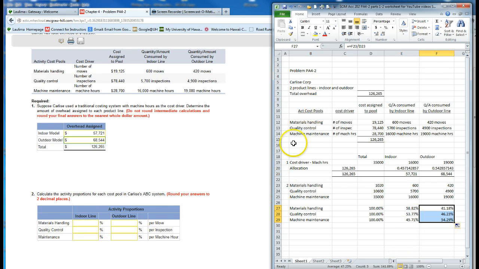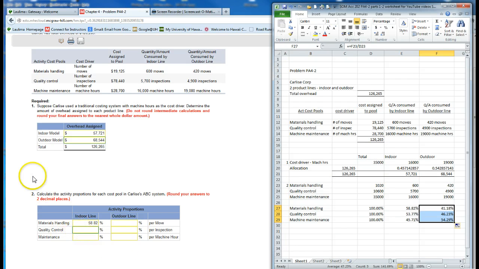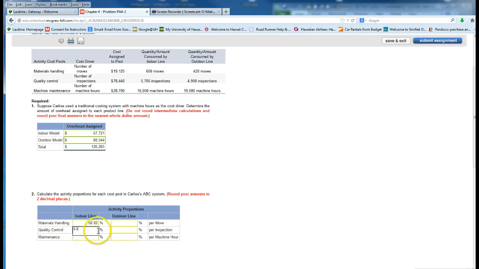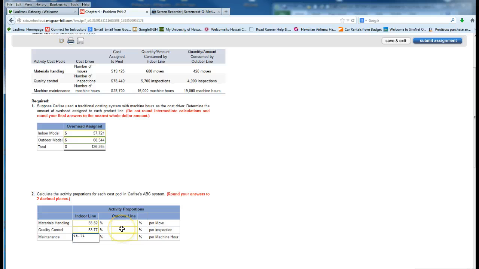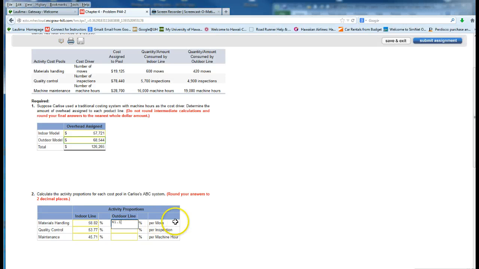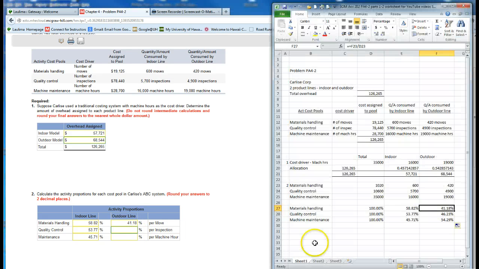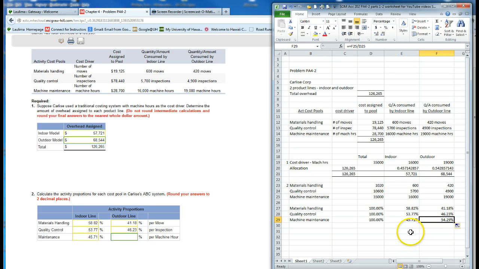So we got 58.82, 58.82, and we need to get our Excel sheet back. 53.77, 53.77, and 45.71. And for outdoor, 41.18, and for quality control, 46.23, and finally for machine maintenance, outdoor, 54.29.